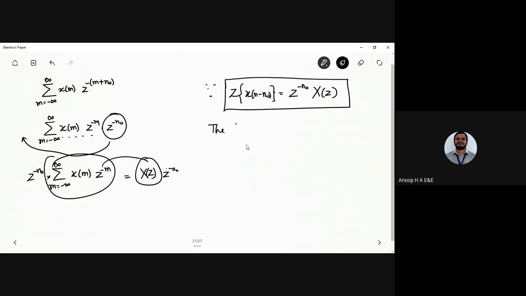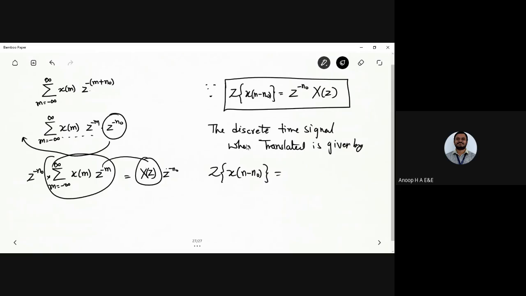The discrete time signal, when translated, is given by the z transform of the signal x of n minus n naught, which is equal to z power minus n naught x of z.